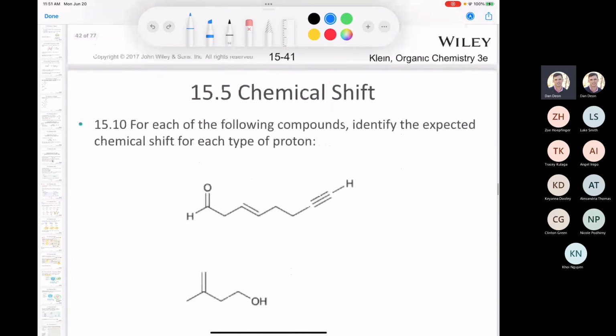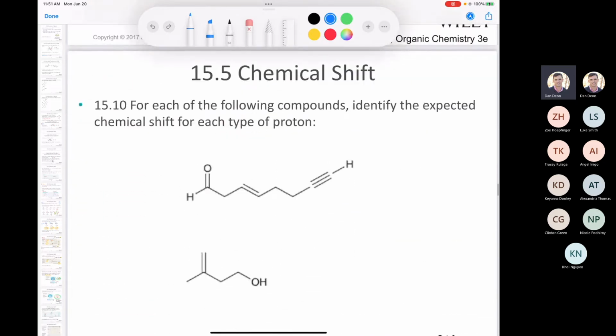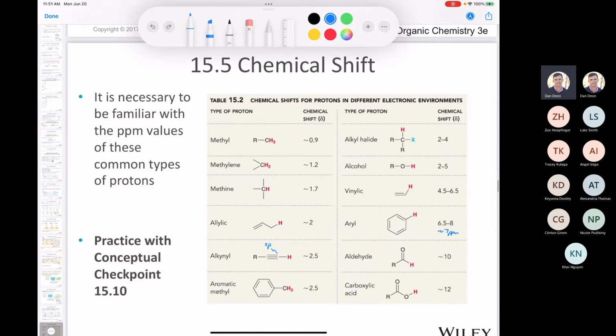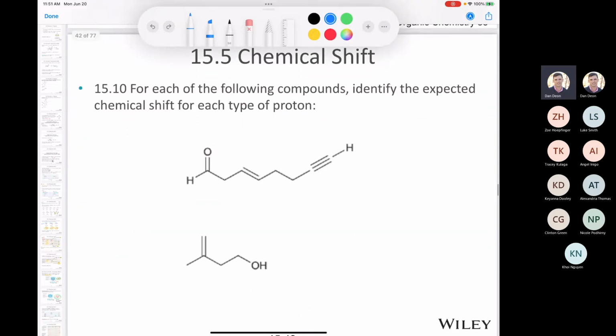So let's try a problem that applies. We're going to apply this table, table 15.2, and then we're going to also apply table 15.1. So a little bit of everything here. And I might have to rifle back and forth between the two tables to do a little bit of explanation. But let's start with the aldehyde proton.